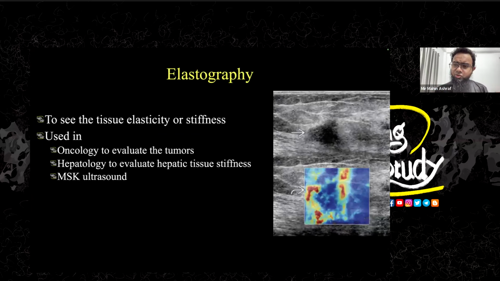We also have the elastography option where we see the elasticity or tissue stiffness, which is very important for tumors because tumors are hard in nature. So we can detect malignancy. And also it is used in hepatology as a fibroscan for detecting hepatic tissue stiffness. And also it can be used in musculoskeletal ultrasound and in many different parts.